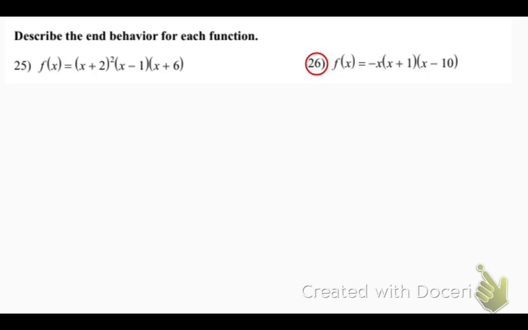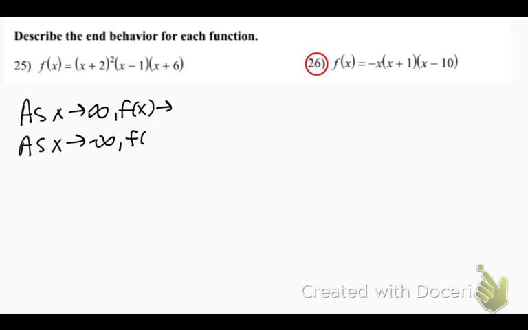Okay. Numbers 25 and 26 are asking about end behavior. So remember, that looks like as x goes to infinity, where does f of x go? And as x goes to negative infinity, where does f of x go? So for number 26, I actually want to classify the function because that will help me. So the first thing I see is a negative. So I know this has a negative facing, it's in the negative direction. And then I have 1, 2, 3. So third degree is going to be cubic. So I have a negative cubic.